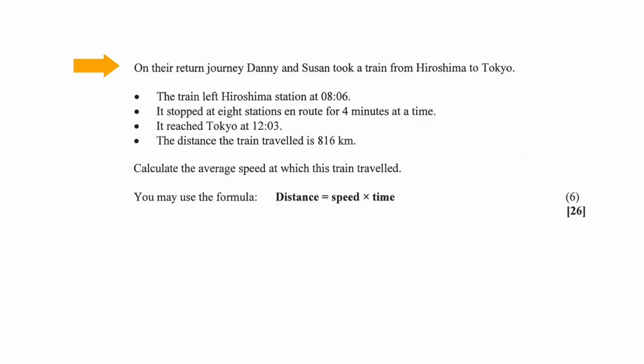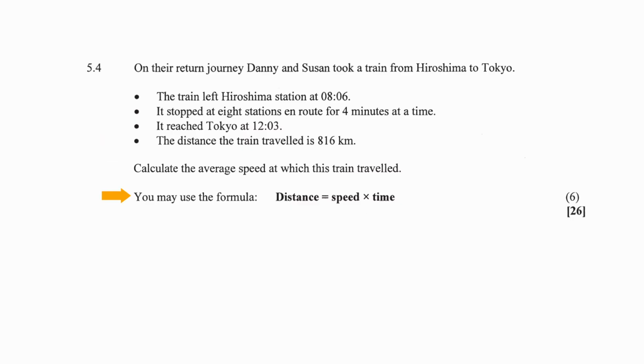Question 5.4 consists of one measurement question designed to assess your understanding of speed, time, and distance calculations. It is stated that on the return journey, Danny and Susan took a train from Hiroshima to Tokyo. The train left Hiroshima station at 6 minutes past 8 in the morning. It stopped at 8 stations en route for 4 minutes at a time. It reached Tokyo at 3 minutes past 12 in the afternoon, and the distance the train traveled was 816 kilometers. You are instructed to calculate the average speed at which the train traveled.